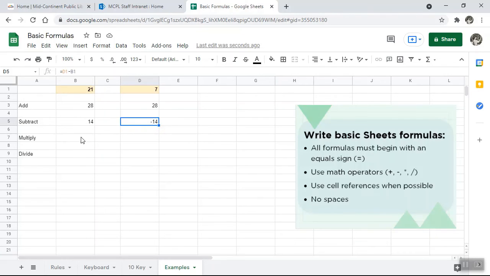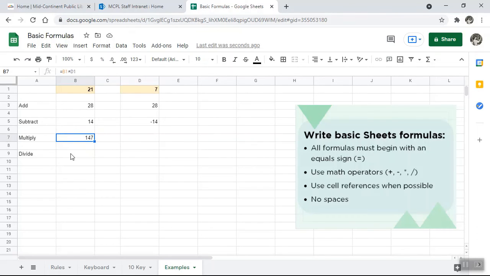Well, let's come down to B7 and multiply, and I'll just type equals, and again, I'm going to click on B1, put in the asterisk for multiply, and then D1, press enter, and I get 147. Well, that's probably about right. And again, as I look at the formula bar, I now have equals B1 times D1.